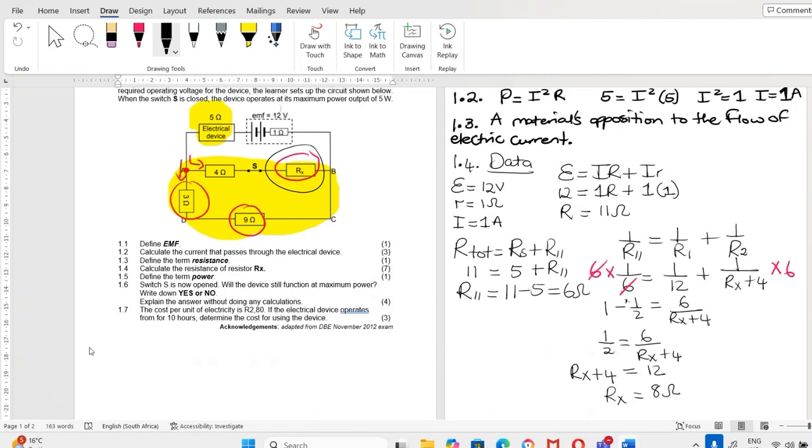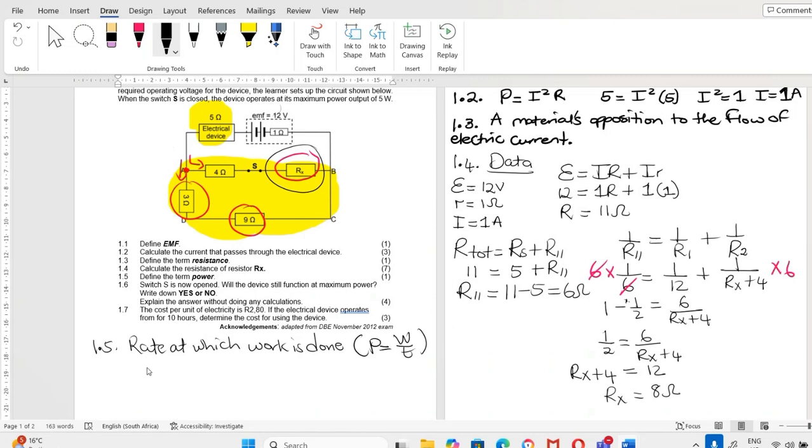Then the next question says you must define the term power. That is 1.5. Power is the rate at which work is done, or the rate of doing work. And that comes from the formula P equals W over T.